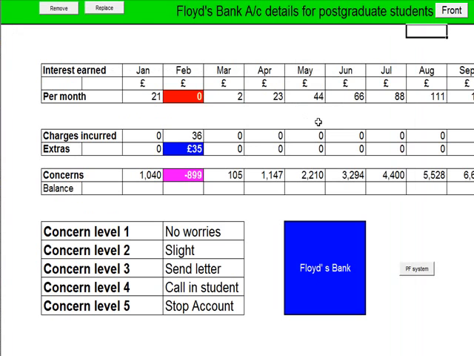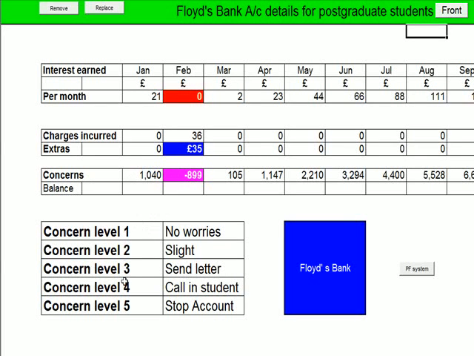If we go to Floyd's Bank, then we can see what happens while the student is positive in his account and he gets paid this. When it comes down to it being negative, then charges are incurred here, here, the extras, alright, are here. Here are the concerns, not a concern here, but definitely a concern there.